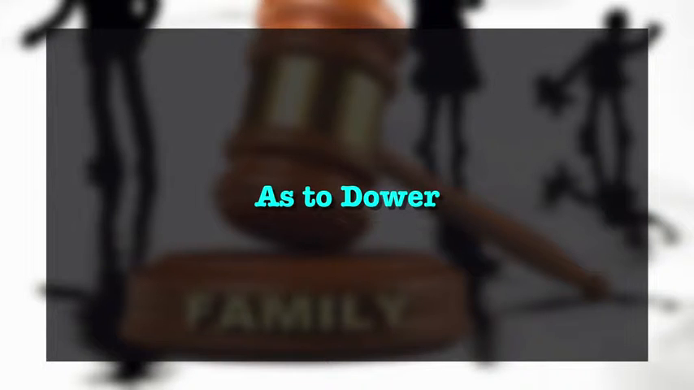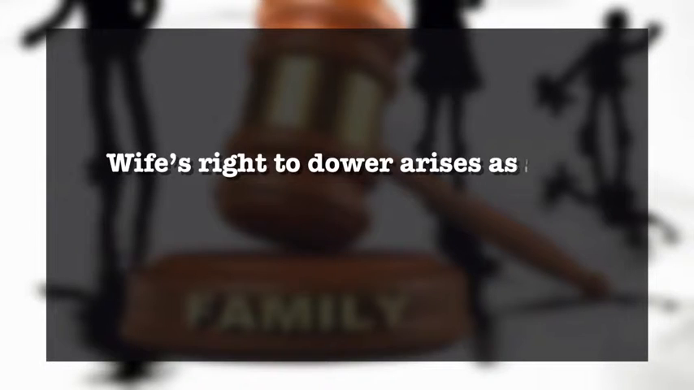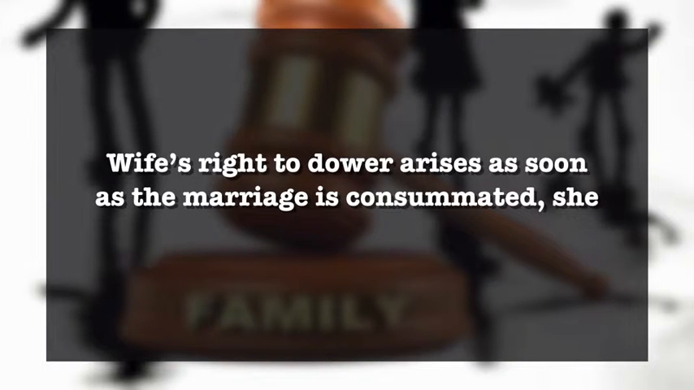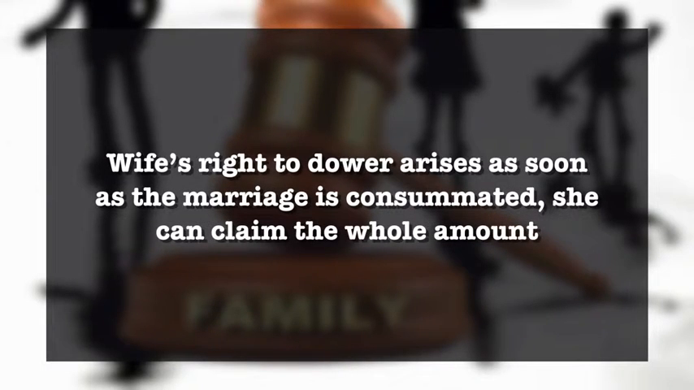As to dower, mutta being a short-term contract, the element of dower is rightly emphasized. The dower must be specified, otherwise the contract is void. The wife's right to dower arises as soon as the marriage is consummated. She can claim the whole amount. But if she chooses to abandon the husband before the end of the fixed period, she must suffer a proportionate cut in the dower.